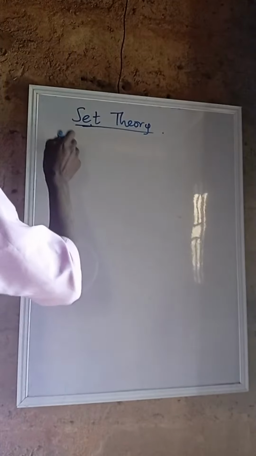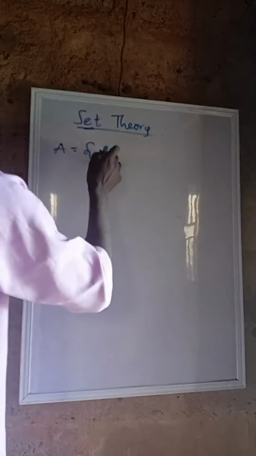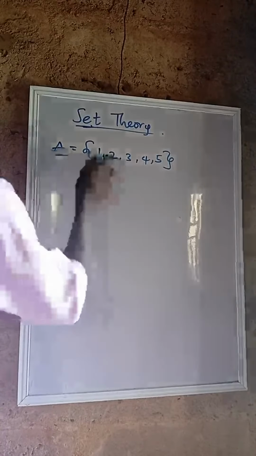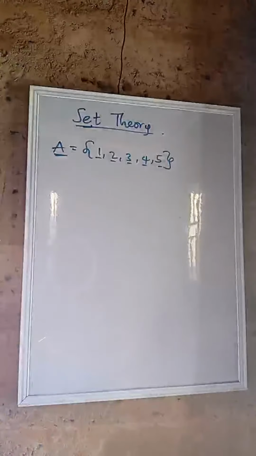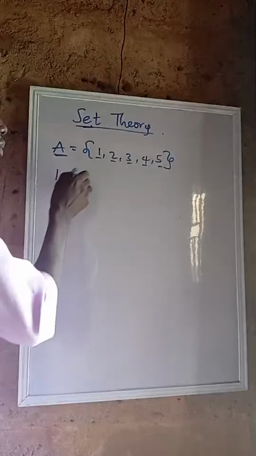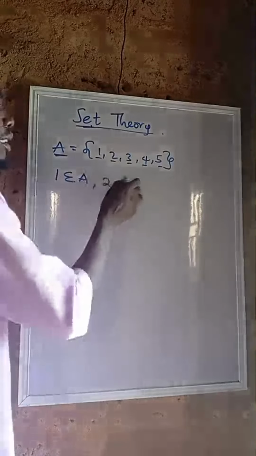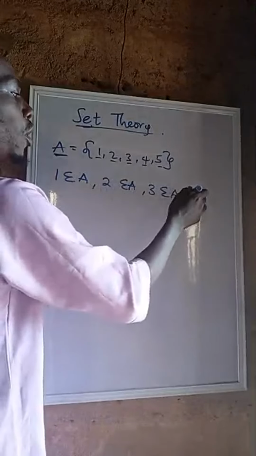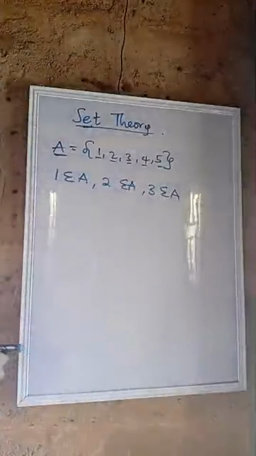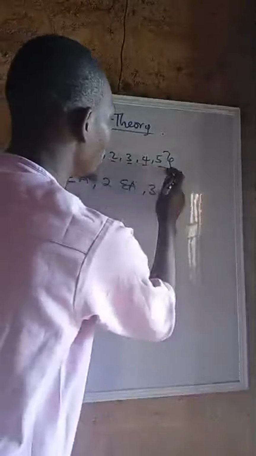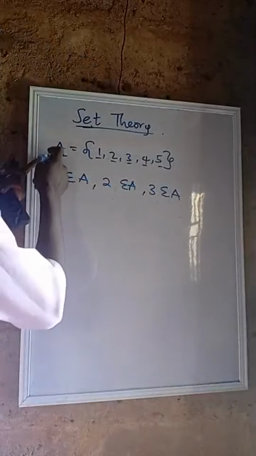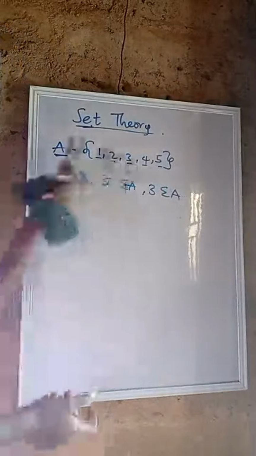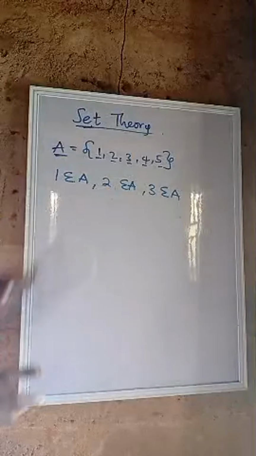Then you can have something like this: A is a set of 1, 2, 3, 4, and 5. A is the set itself, while 1, 2, 3, 4, and 5 are the elements. 1 is an element of set A. 2 also is an element of set A. 3 is an element of set A. 4 also is an element of set A. So all these are elements of set A. A is the set, while these ones are the members. We call them points also. We call them members of set A. So that's the first part.